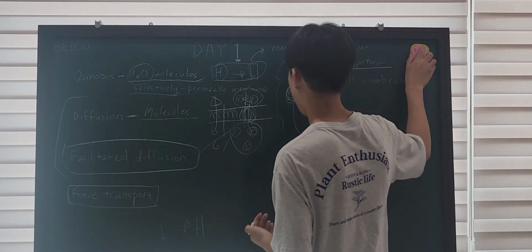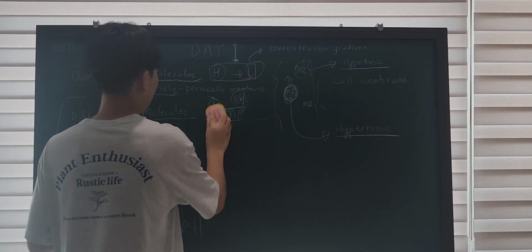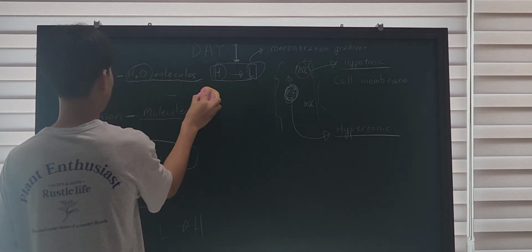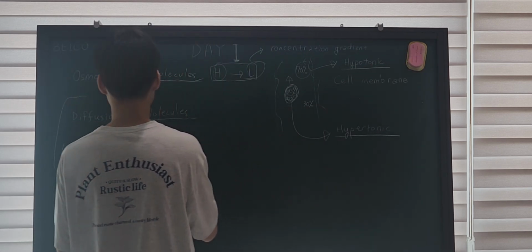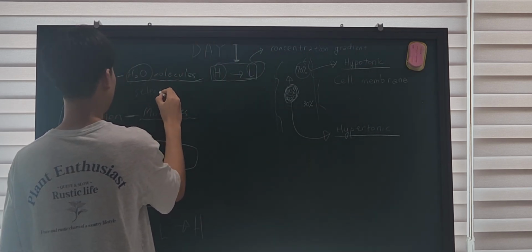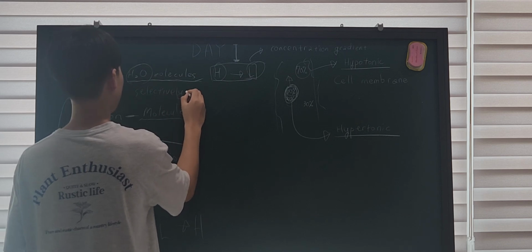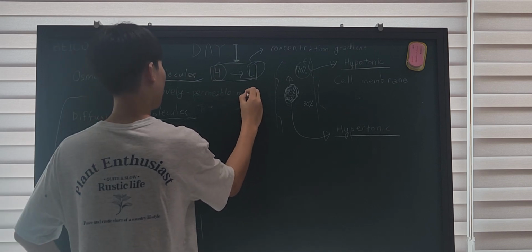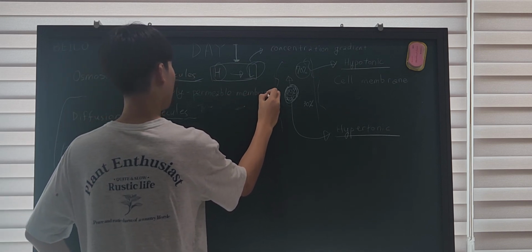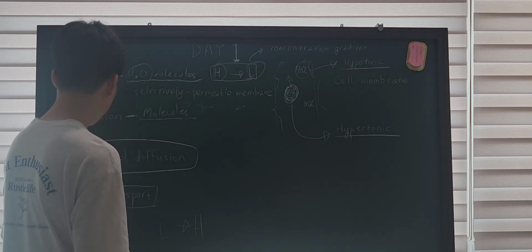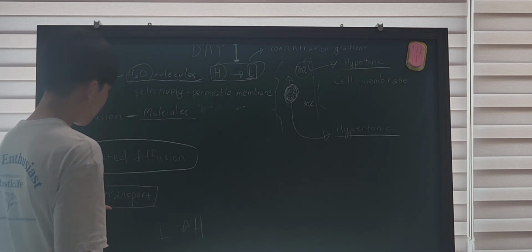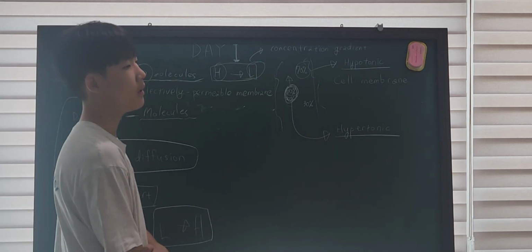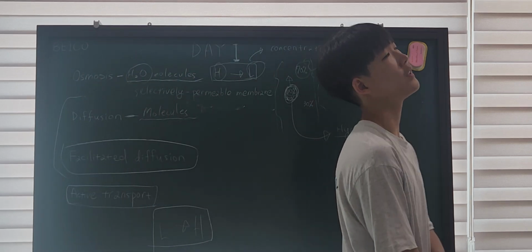Then let's look at some active transport. Oh wait, let's just write this down. Alright. Active transport. An area of low concentration to an area of high concentration. This is like the opposite of facilitated diffusion.